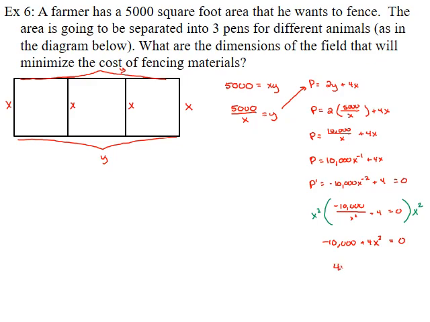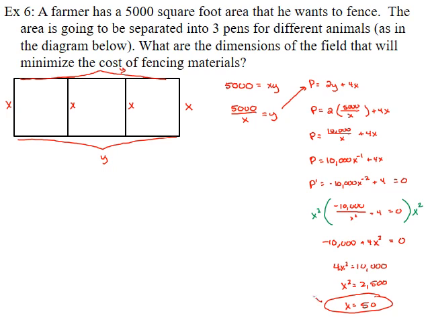I'm going to move the 10,000 to the other side. So 4x squared has to equal 10,000. Divide by 4. So x squared has to equal 2,500, and then the square root of 2,500 is 50. So all of those widths, all 4 of them, have to equal 50, in this case, feet.